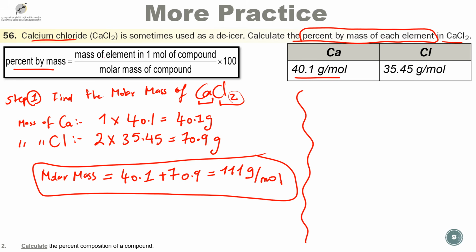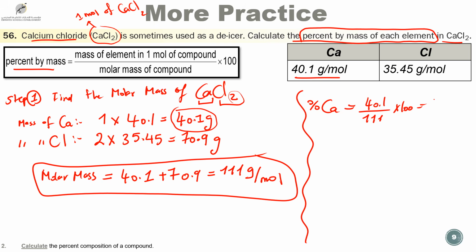Now use this equation. So the percent by mass of Ca will be this number from here. When we calculate the molar mass, we need to take the mass in 1 mole of the compound, because this formula means 1 mole of CaCl2, it's only 1, okay? So it will be 40.1 divided by 111 times 100. It will give you around 36%, okay?